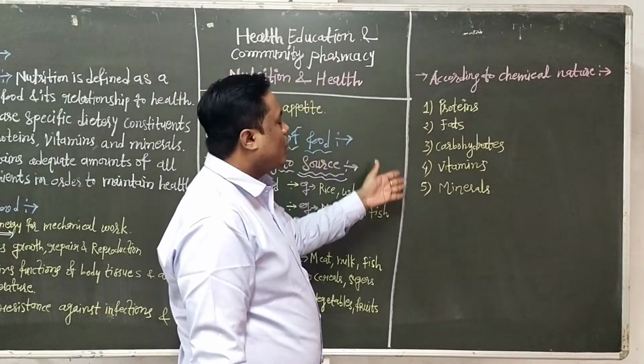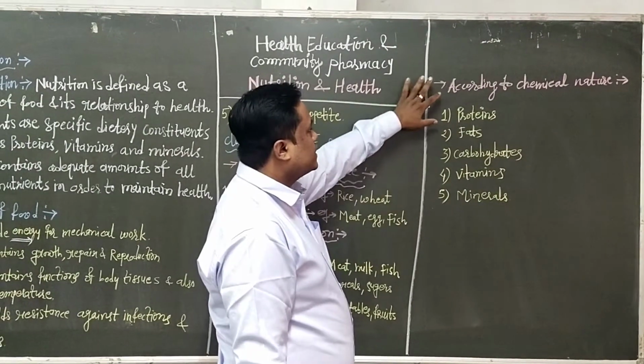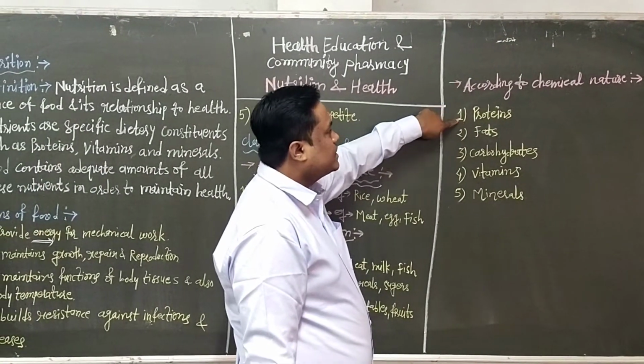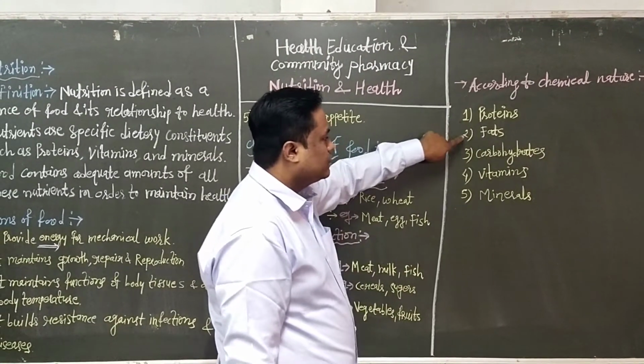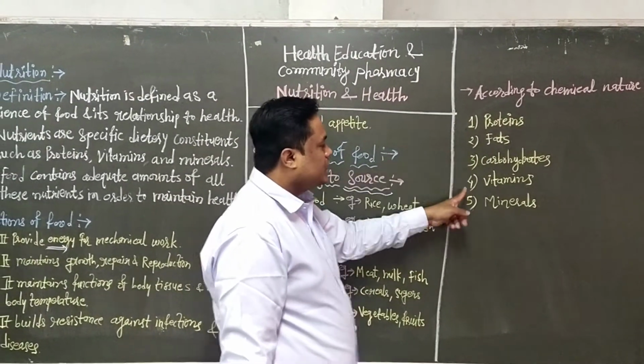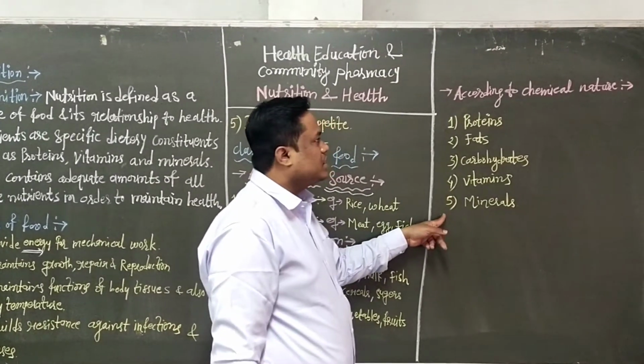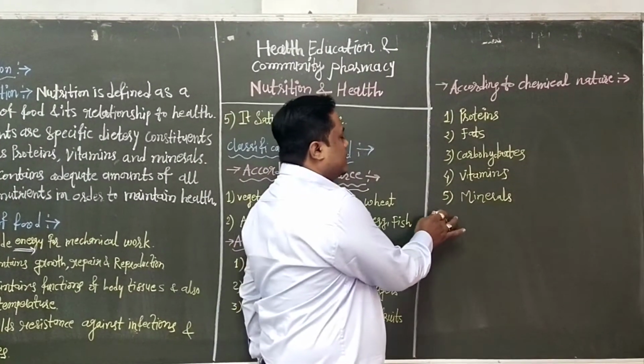And last, classification of food according to chemical nature. These are the common classifications: first is proteins, second is fat, third is carbohydrates, fourth is vitamins, and fifth is minerals. So these are according to the chemical nature.